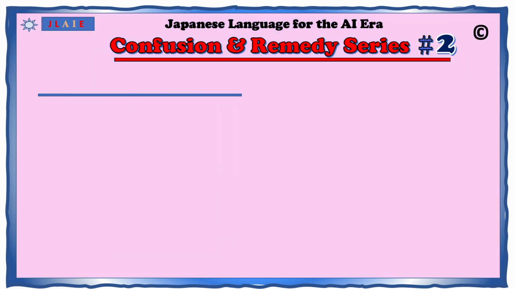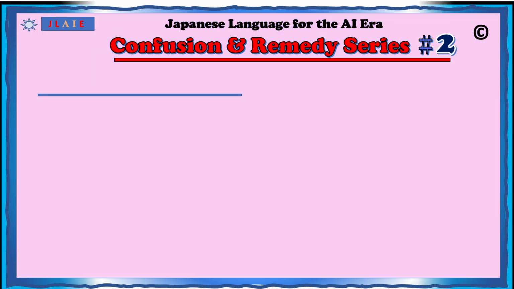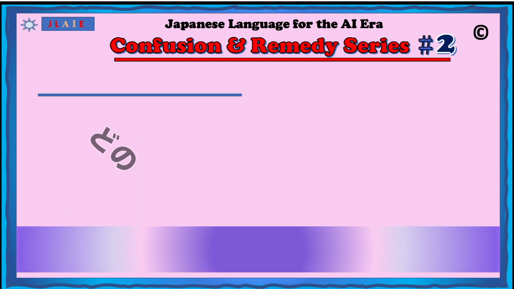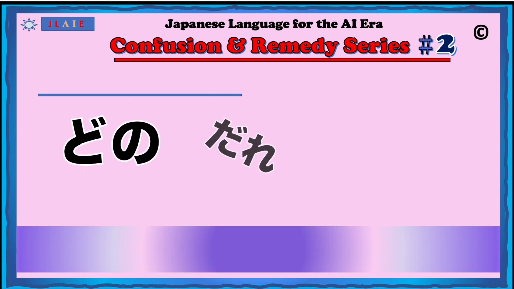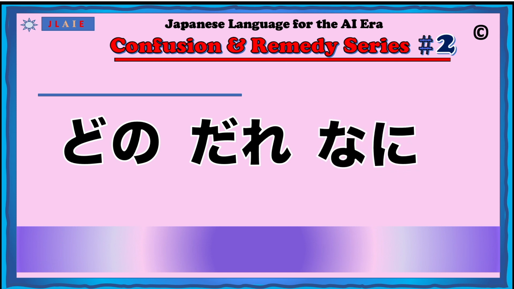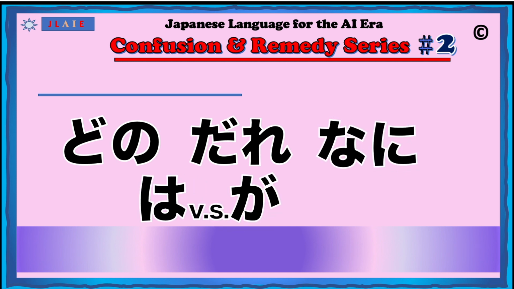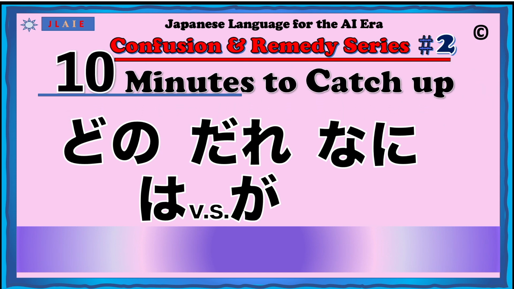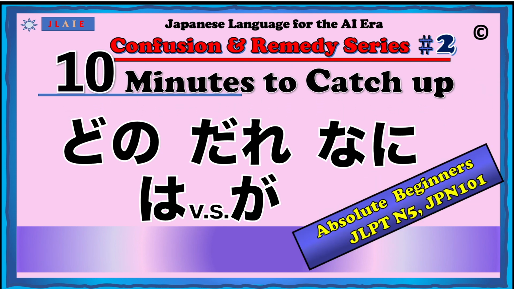Let's start. Do you know how to use the following words? どの、誰、何、は and が. If you are confused with them, you might give up learning Japanese.